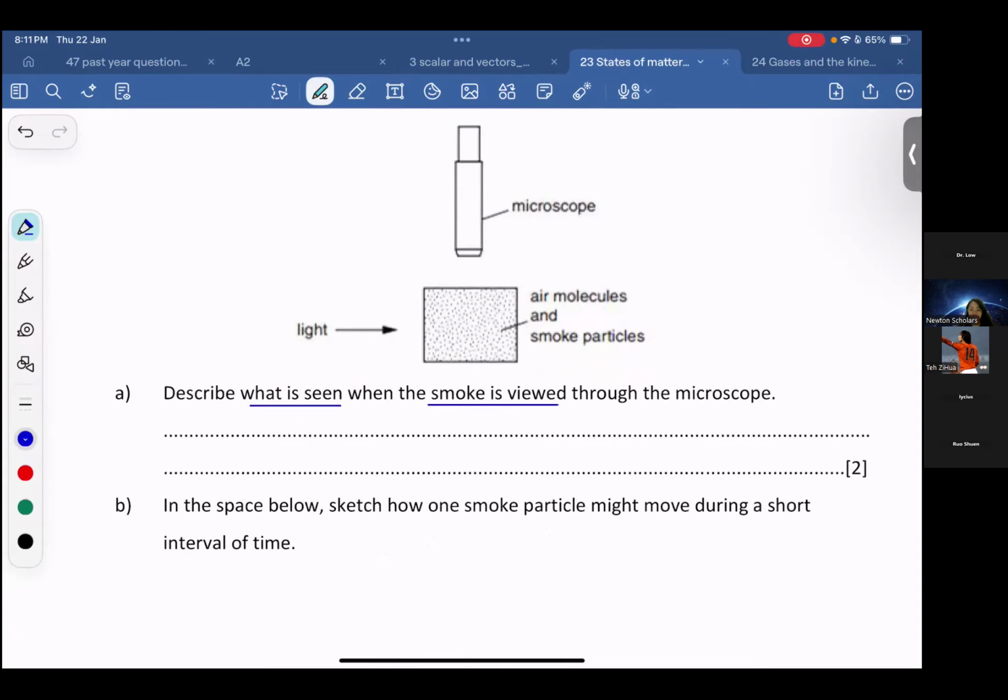So at here, we say that we can see the bright dots. You see the bright dots and how the bright dots move. Bright dots moving randomly and in zigzag path. Zigzag path is a very important keyword.